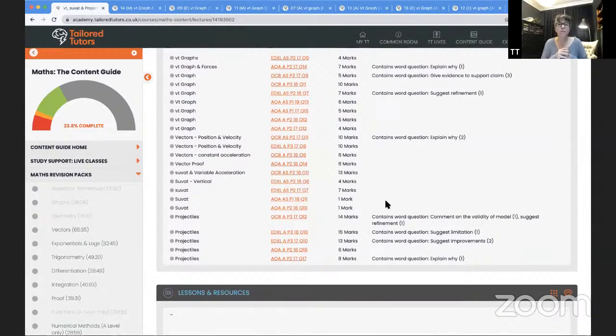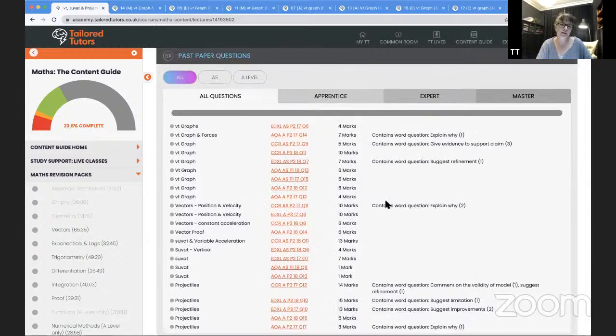Second years, have a look at the projectiles down the bottom there. You can work really hard on projectiles, but drop 1 or 2 marks because you're not answering the highly predictable word question that they're going to ask at the end of the projectiles question. So that's what you can use this for as well.